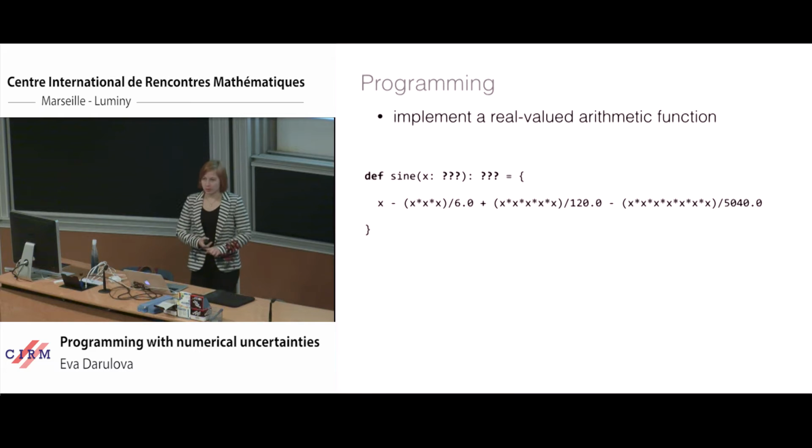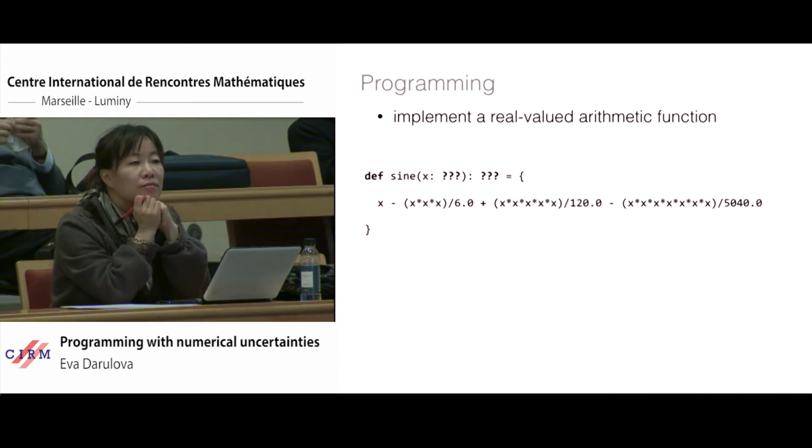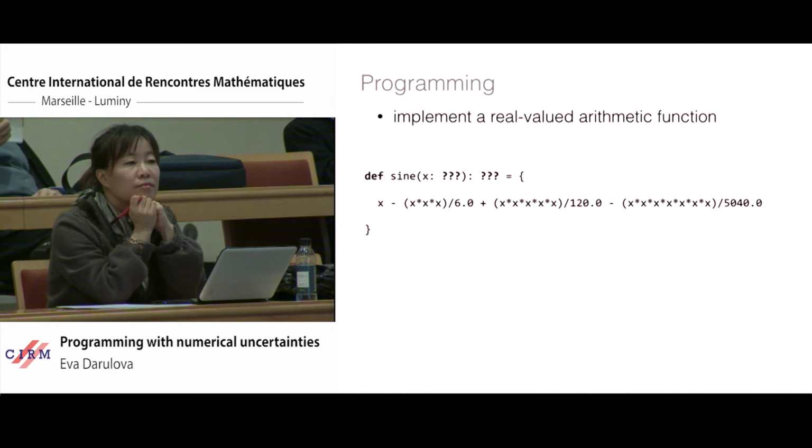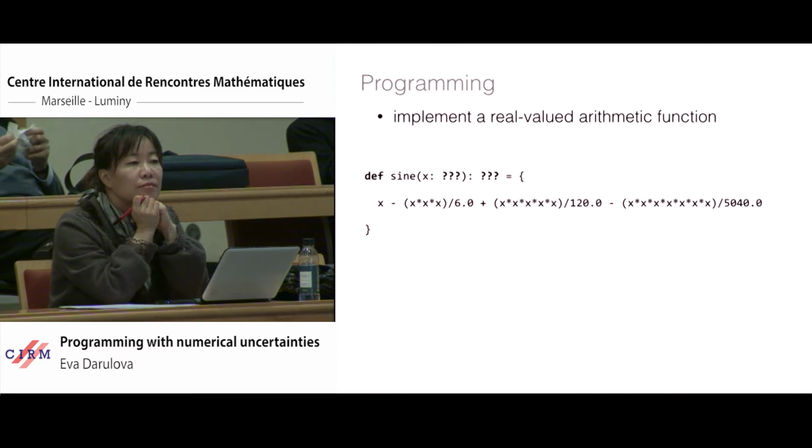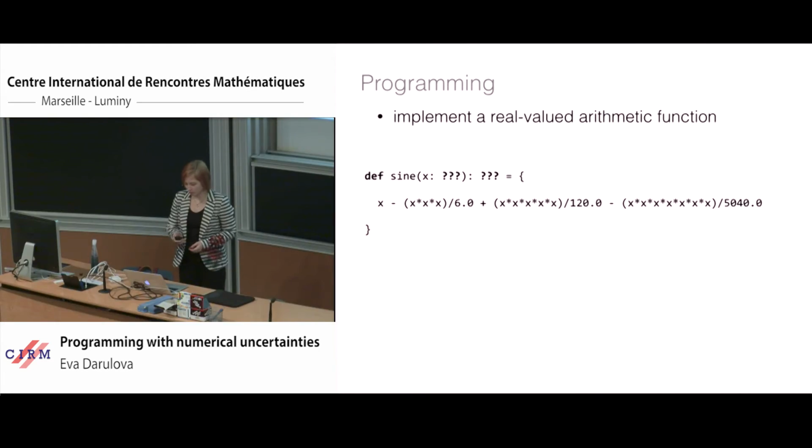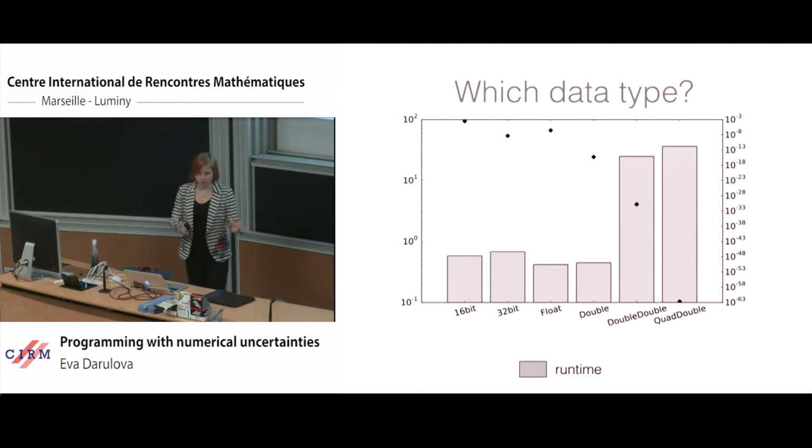So what do I mean with my title? This talk is going to be about implementing a real-valued arithmetic function, for instance, this approximation of a sine. Now, I don't really care about the truncation error here. This is exactly what we want to implement. Since we want to actually run this on a real computer, the first question is which data type are we going to choose? There's different options apart from exact reals.